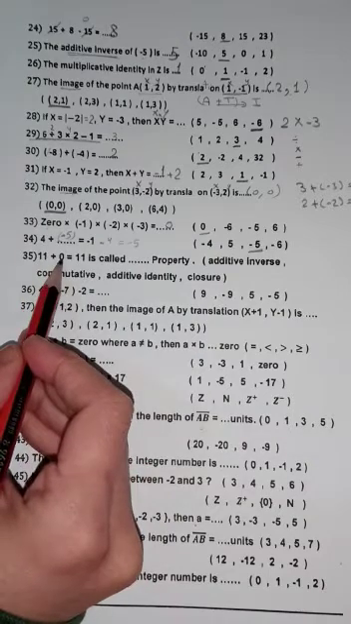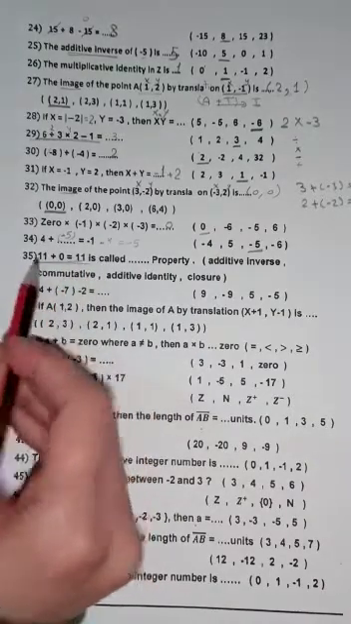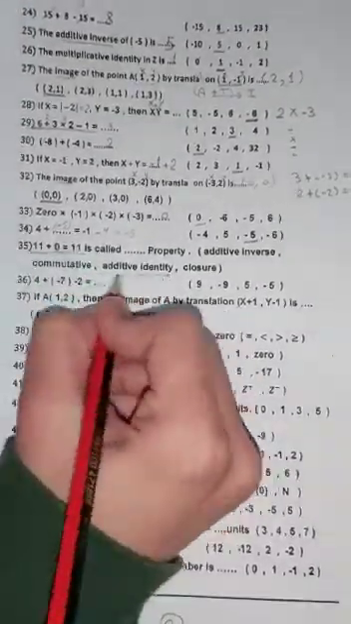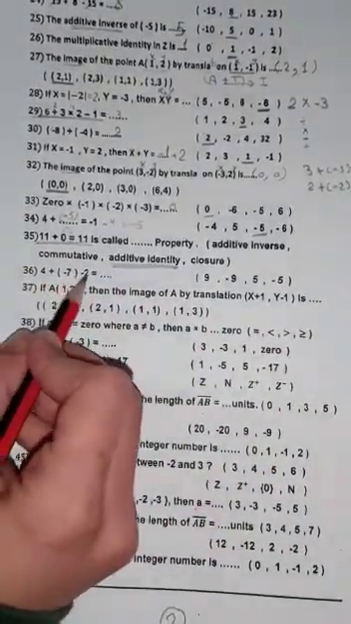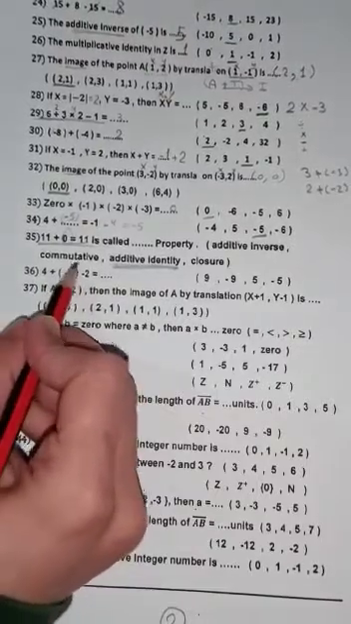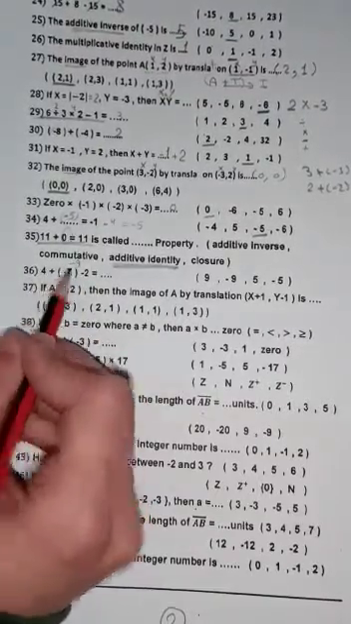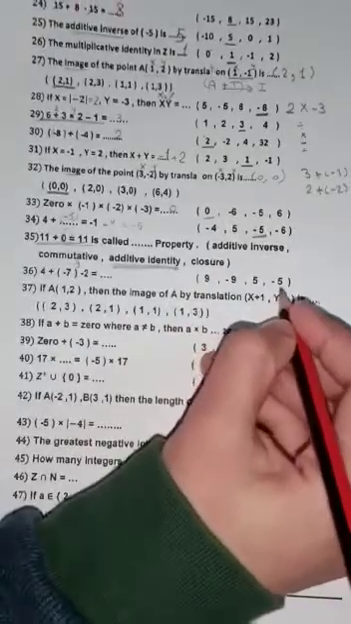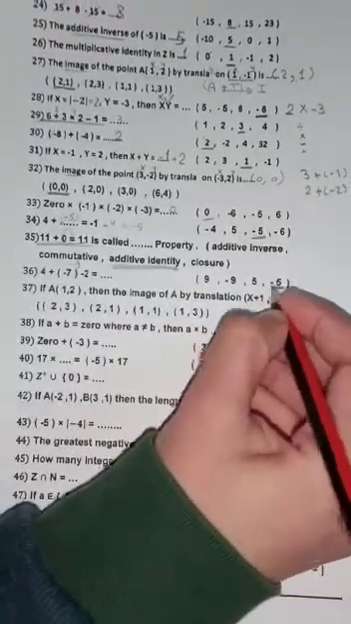11 plus 0 equal 11. What is this property name? Yes, it's the additive identity. It's the additive identity. 4 plus negative 7 minus 2. Negative 7 minus 2 equal negative 9. 4 plus negative 9 equal negative 5. Excellent.